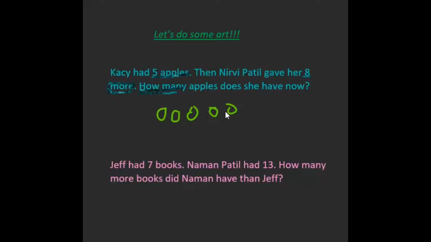Okay, so now this is the starting amount that Casey had at the start, but then Nervy comes along to give her 8 more apples. So let's add 8 more. 1, 2, 3, 4, 5, 6, 7, 8. Okay, perfect. So let's count 5: 1, 2, 3, 4, 5. And I'm going to draw a line to split these. This is how much Casey started off with, and this is how much Nervy has brought for her, 8. So now let's start counting.